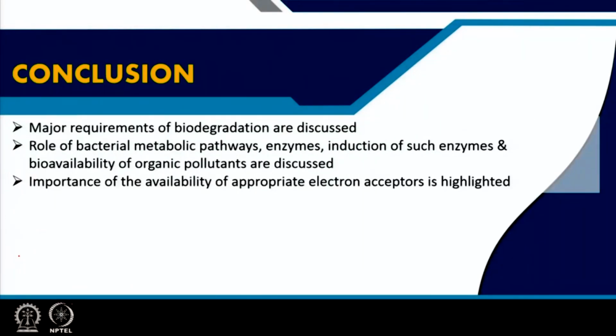So in conclusion, in this class we have discussed the major requirements of biodegradation. We also discussed the role of bacterial metabolic pathways, enzymes, induction of such enzymes, bioavailability of organic pollutants, etc. The importance of the availability of appropriate electron acceptors was also discussed.